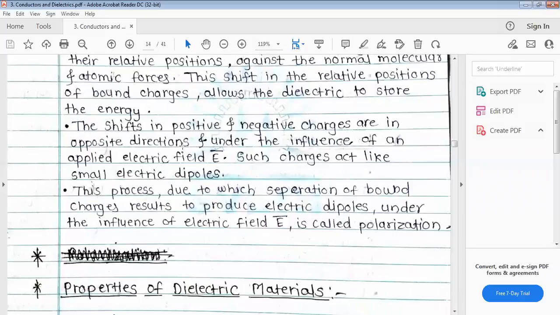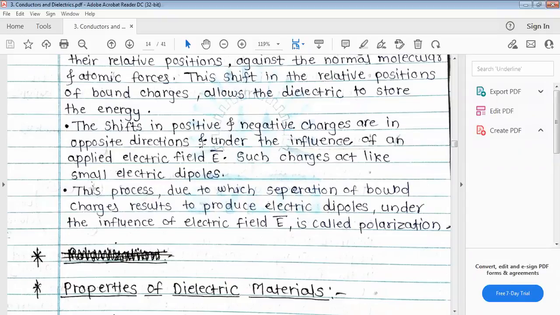So in terms of what? Your capacitor stores energy in terms of voltage, and your inductor stores energy in terms of current. Remember this. The shifts in the positive and negative charges are in opposite directions, under the influence of an applied electric field E bar.